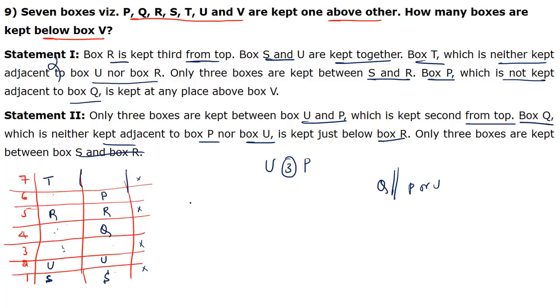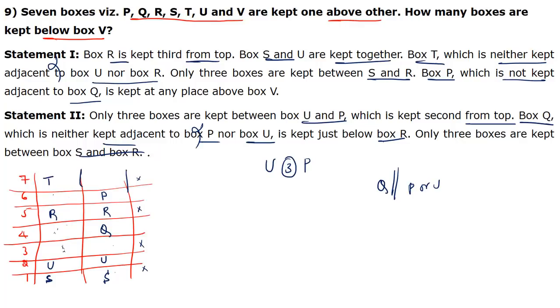So see here friends, V can be here, V can be here, but then we don't know where to place V. So it is not possible to come to a conclusion about how many boxes are kept below box V. So therefore statement 2 is also not sufficient to answer the question.